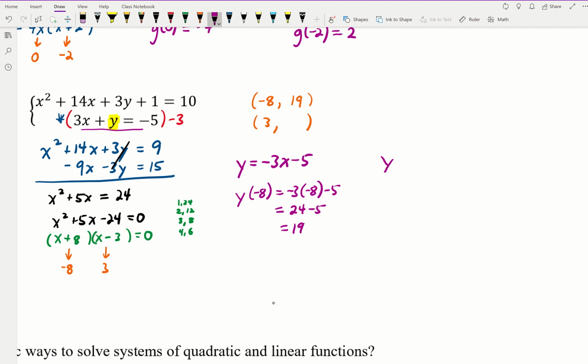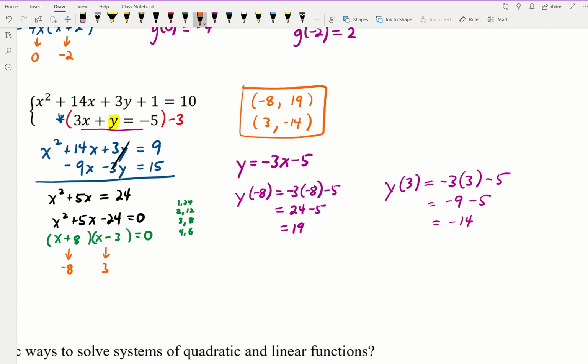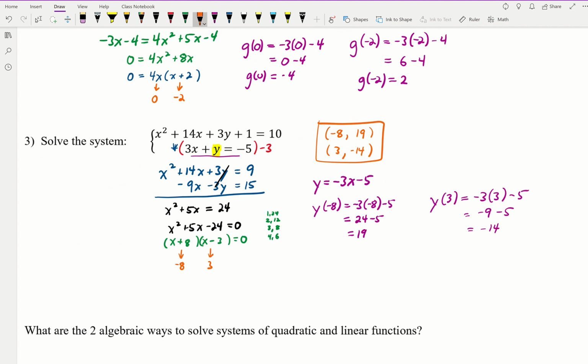I also need to do the same thing by plugging in positive 3. So I've got negative 3 times 3 minus 5. That's negative 9 minus 5, which gives me negative 14. So that's going to give us the coordinate (3, negative 14). And those are the solutions to that system.